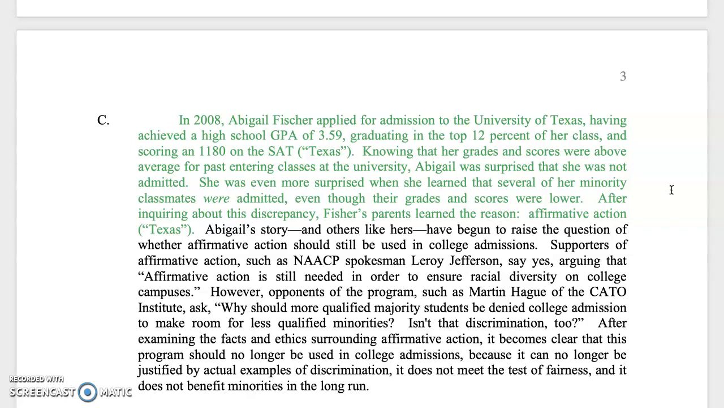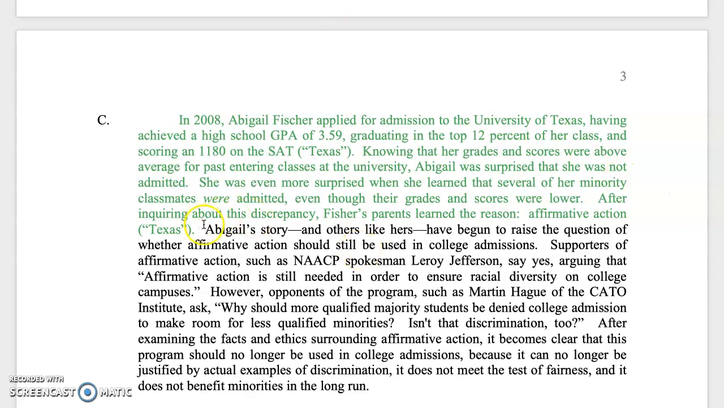It gets the reader emotionally involved, right? You feel bad for Abigail Fisher having this happen to her. And it also makes it clear that there's an issue here. This is not just a neutral, informative kind of opening. It's talking about something that people could argue over. You get the sense there's a debate here.